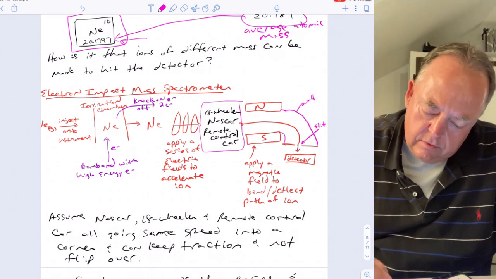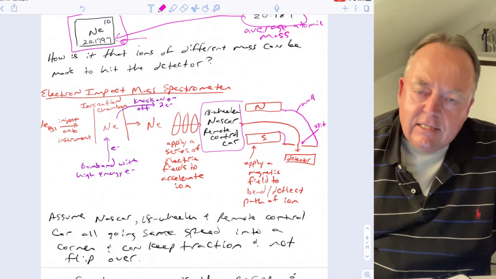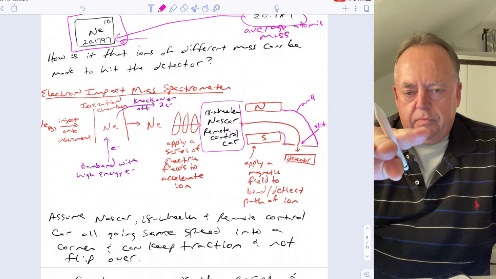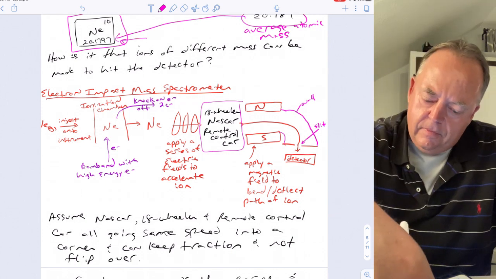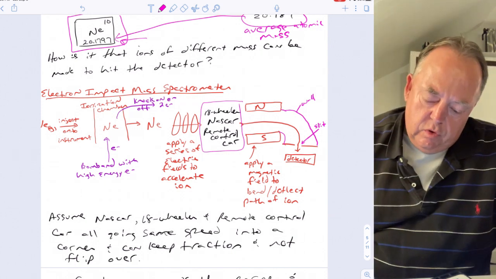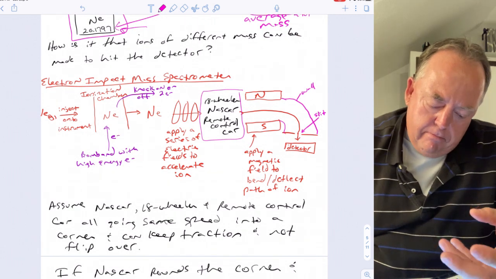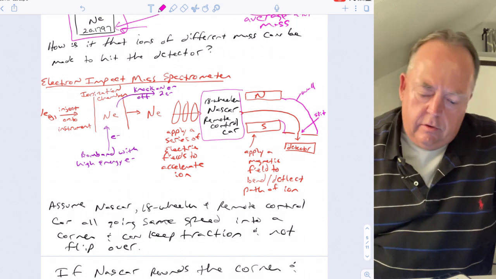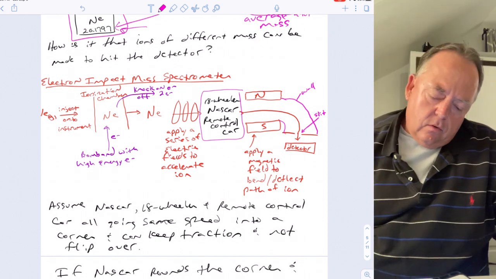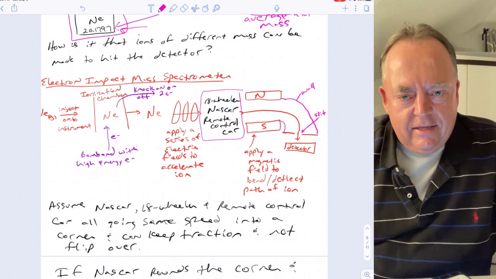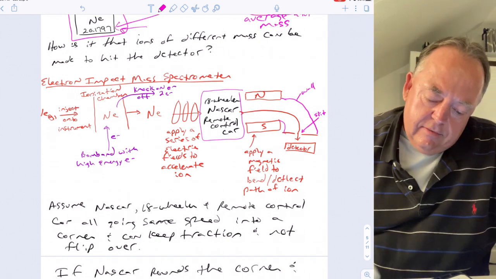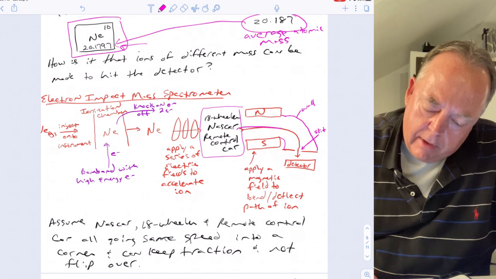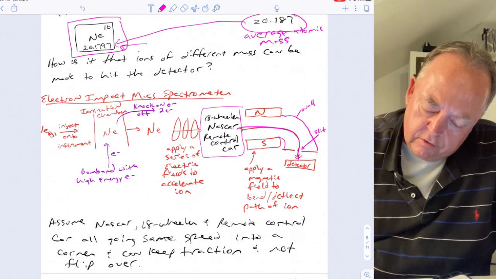So let's say we had an 18-wheeler, a NASCAR race car, and a remote control car, and we get them going all the same speed, and then put them through a corner, right? And let's assume that they can all maintain their traction and not flip over. So they can all make the corner, right? Well, but they cannot necessarily all hit the detector. So if you get them all going the same speed, and let's say the NASCAR is going to make its way around the corner and hit the detector, right?